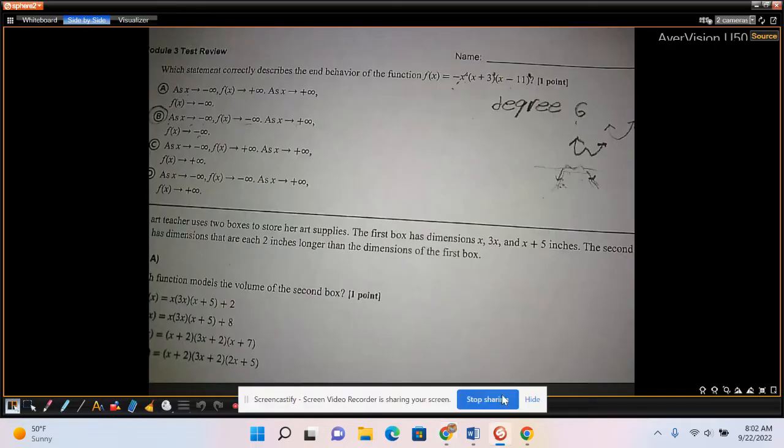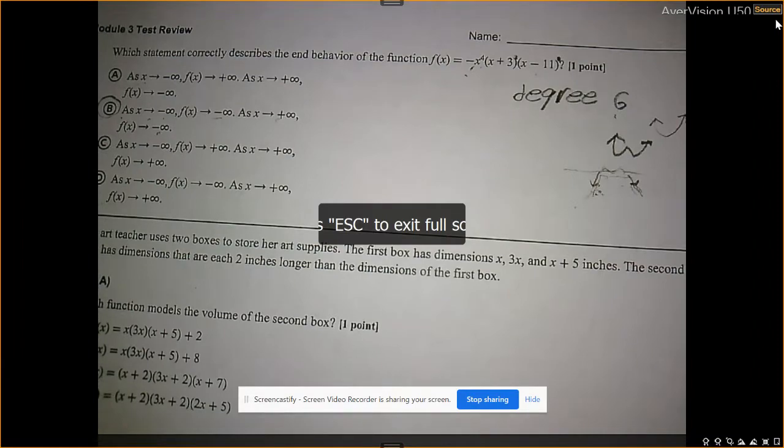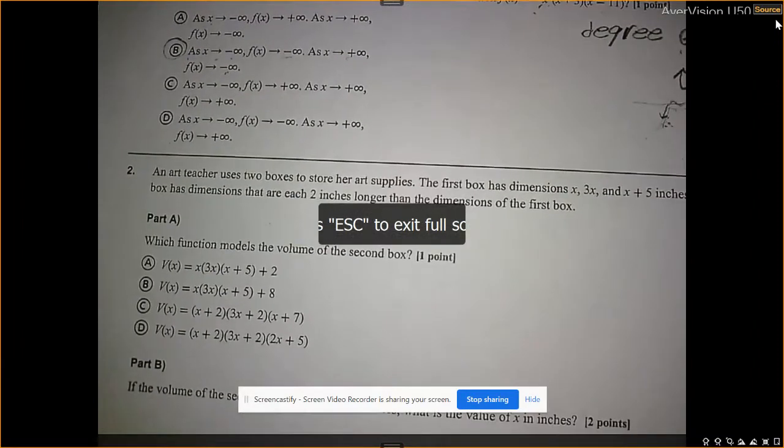I'm going to have to pick up the pace if we're going to get through this whole thing, so I'm going to try to do that. But some of these are just going to take longer to explain.